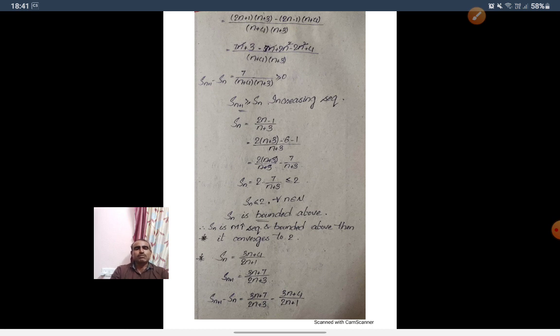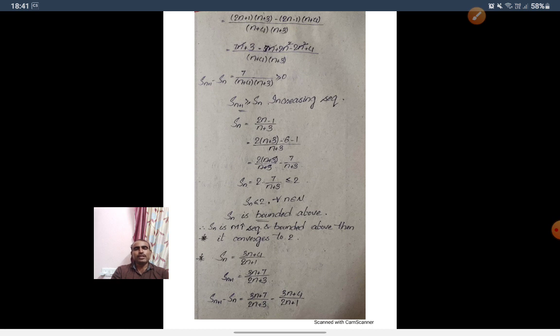Check whether it is bounded or not. If it is bounded, then we can say that it is convergent. So to prove bounded, what is bounded? Mod Sn is less than some k, then we can say that Sn is bounded. Otherwise, since it is an increasing sequence, if you find an upper bound, then it is bounded. So what is an upper bound? Sn is less than or equal to some value k for all n, then it is bounded above.